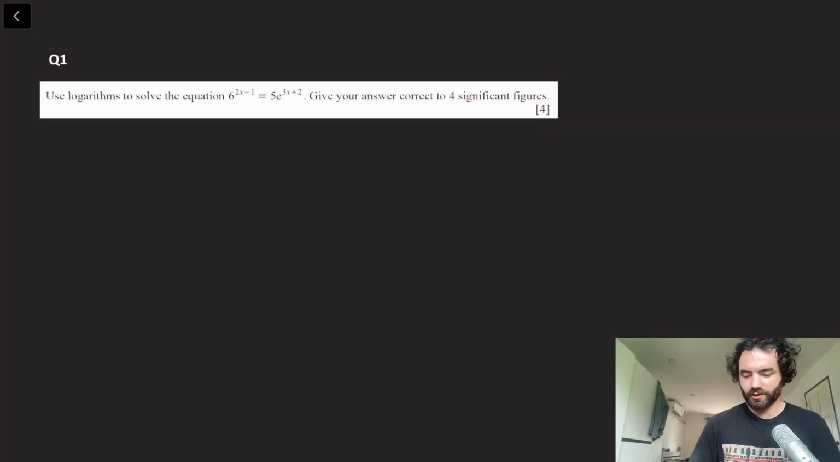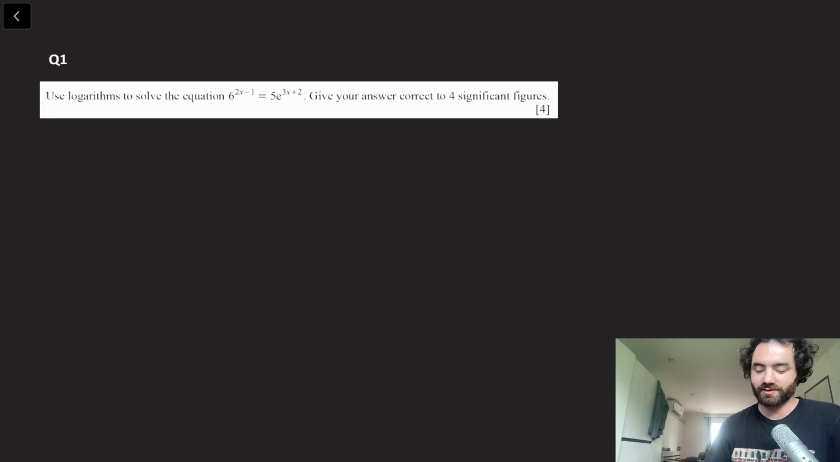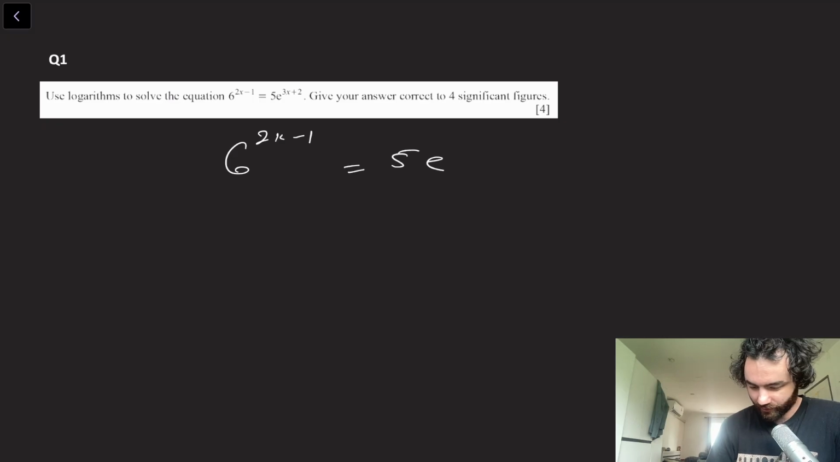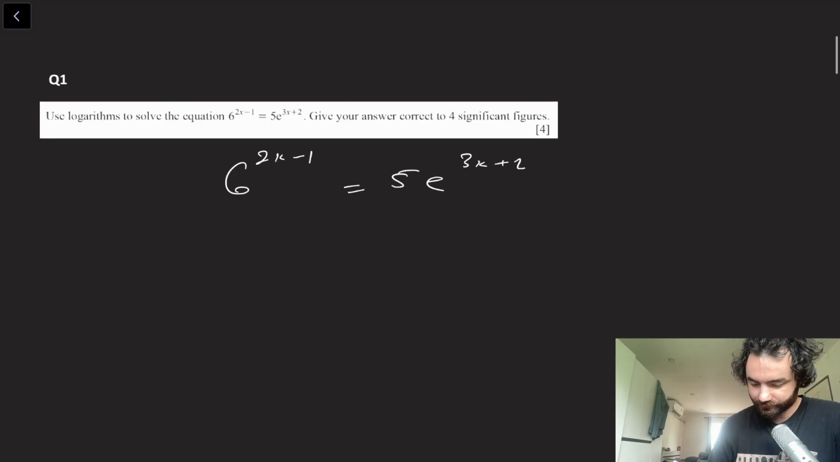All right, let's jump into the questions. Okay, so as I said before, these logs are used to solve equations where the x, or the unknown variable, is in the exponent. So, for example, with this one, we want to solve 6^(2x-1) = 5e^(3x+2).